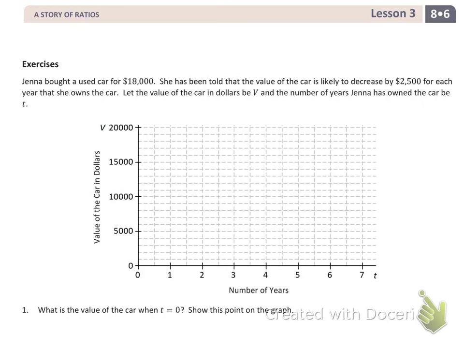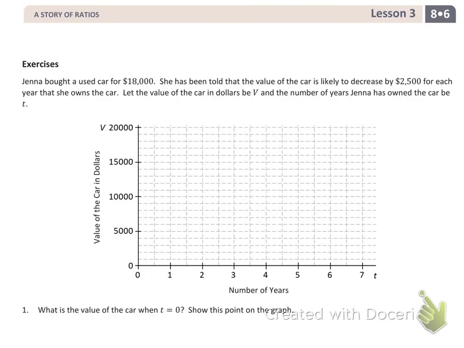Okay, so this first one, Jen bought a used car for $18,000. She has been told that the value of the car is likely to decrease by $2,500 for each year that she owns the car. So that is very similar to the situation that we had in lesson 2 with the aging cars. So you're going to work through this. It's a slightly different example.